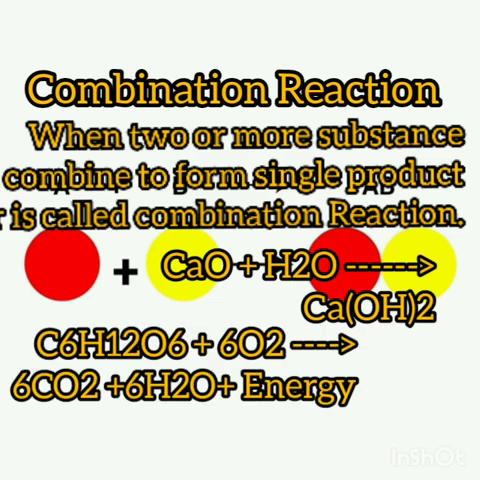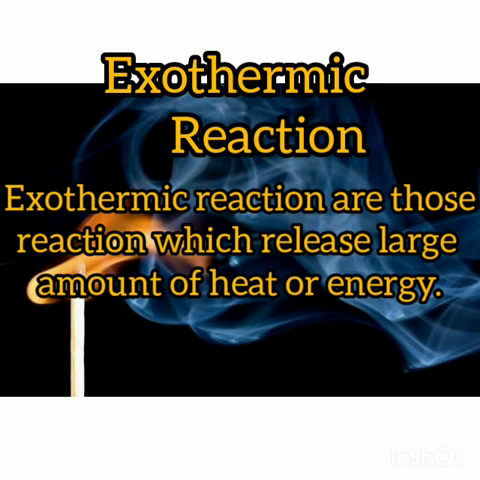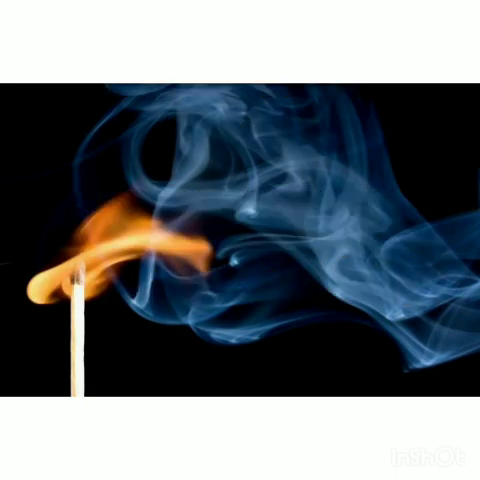C6H12O6 plus 6O2 gives out 6CO2 plus 6H2O plus energy. So in this reaction, when glucose reacts with oxygen, it forms carbon dioxide and water and releases a large amount of heat. Those reactions in which a large amount of heat or energy is released are called exothermic reactions.